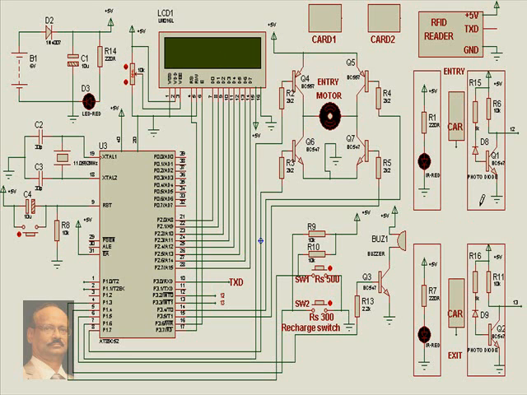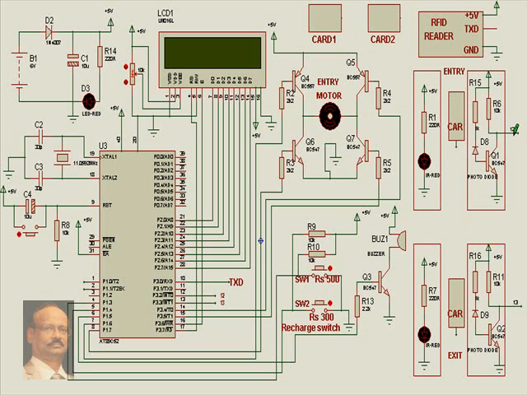Then there are sensing arrangements here where we have a photodiode coupled to a transistor. Here an infrared diode, the light of which falls on the photodiode. Similarly here, when the light is falling, this transistor conducts. In the process, this particular point is low, that means it goes to ground. Similarly, while the car passes, the infrared light is interrupted.